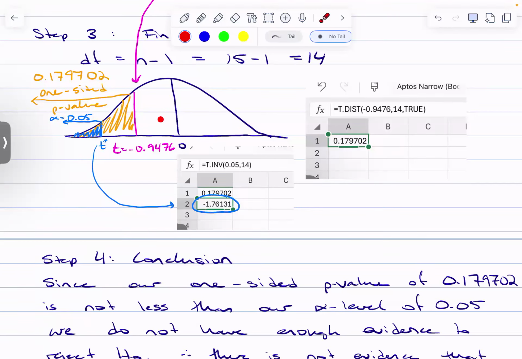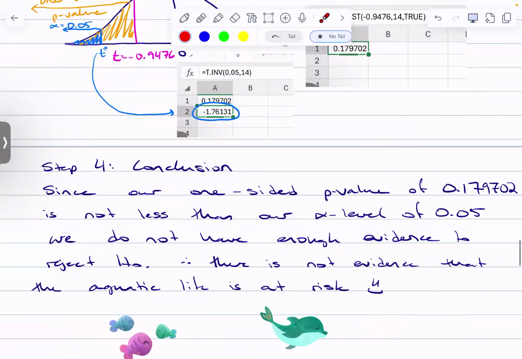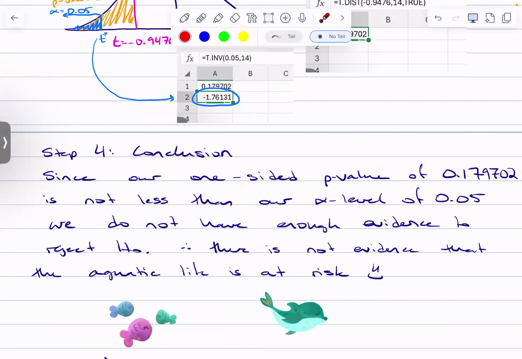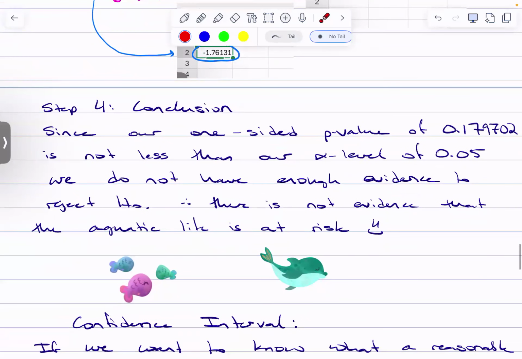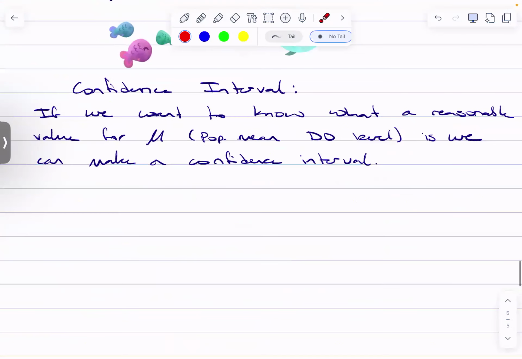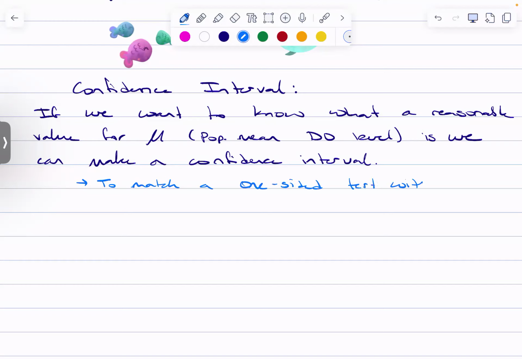For our results to match, I'm not concerned that they wouldn't, but just as a heads up, here we don't have enough evidence to reject H naught, but if I made my bounds bigger than that, then there's a chance that I would counteract my own statement. So to match a one-sided test with alpha equals 0.05, we can make a 90% confidence interval.